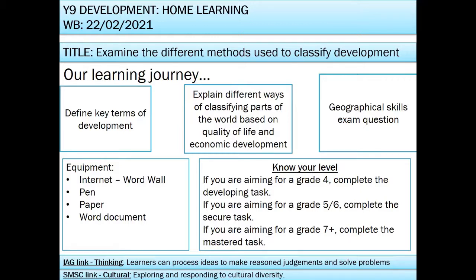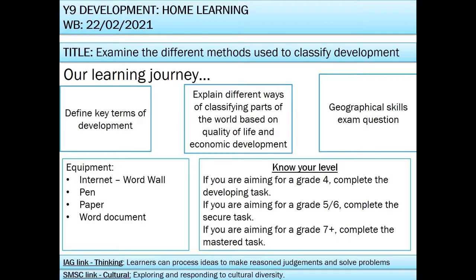So the equipment you need for today's lesson is you need the internet for Word Wall, you need a pen and paper or a Word document. And again, just remember, if you're using a pen and paper, make sure that your writing is clear so that when you upload your work to ClassCharts, your classroom teacher can mark your work easily.